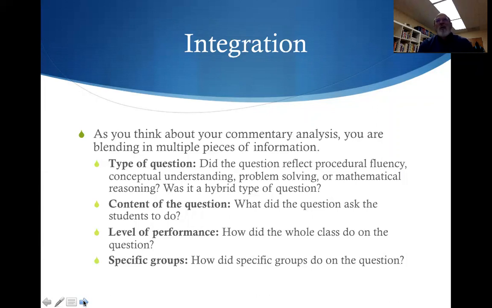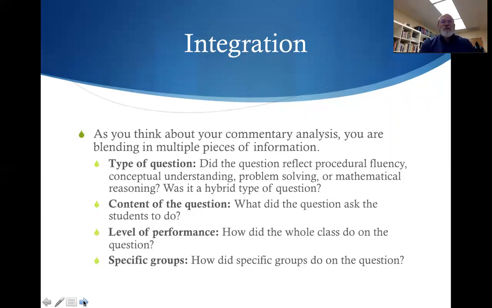First, what is the type of question you were looking at? There you have those terms again. Procedural fluency, conceptual understanding, problem solving, mathematical reasoning. Was it a hybrid? Did the student's choice of answer make it a different type of problem?